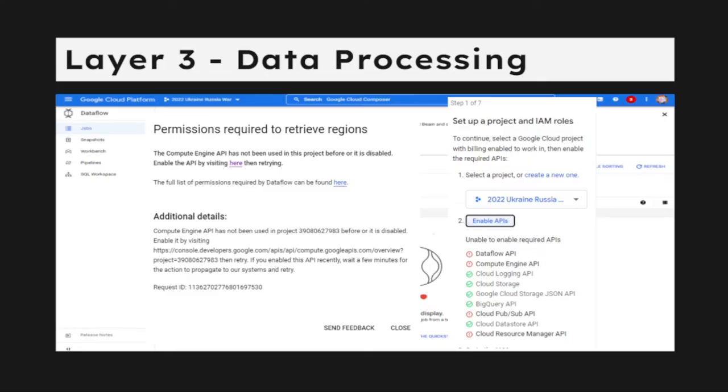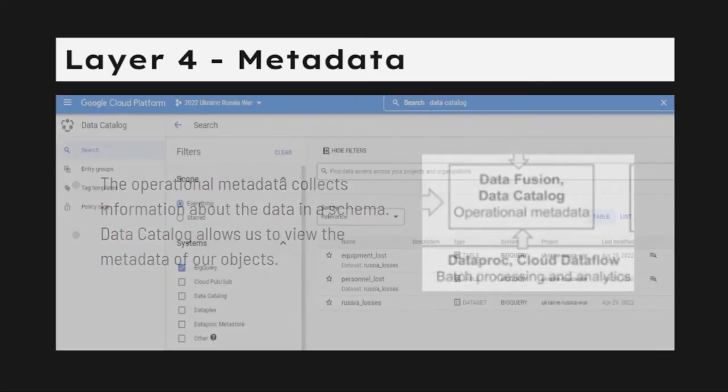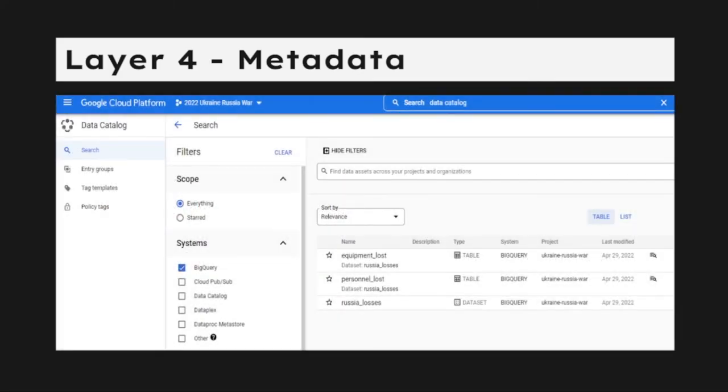However, another way for data processing to occur through the Google Cloud Platform would be we would create a table using the information from previous layers. The operational metadata collects information about the data in a schema. Data catalog allows us to view the metadata of our objects. In our case, we can view the metadata of our dataset and its tables through data catalog. In this image, we can see the list of objects and its type. We have two tables and one dataset. The following images will show the metadata of each object in our schema.